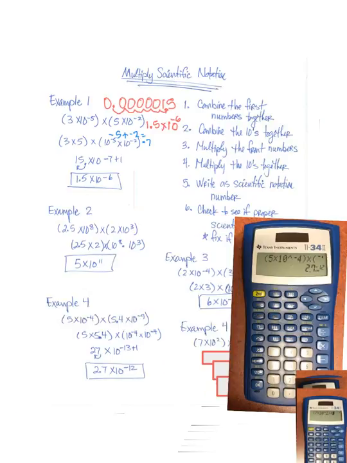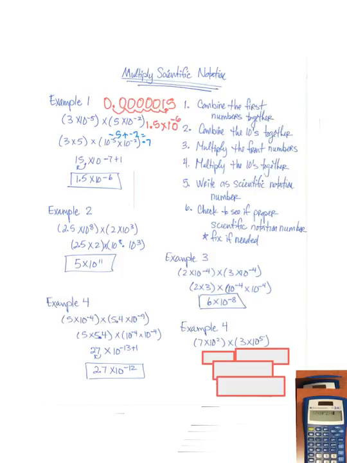Moving on to our last example. We have 7 times 10 to the second, multiply by 3 times 10 to the fifth. And if we walk through how to do it by hand, we're going to take the front numbers and combine them together, so we're going to have 7 times 3. Then we're going to take our tens, the exponentials that are being repeated over and over again, and combine those together also. So we have 10 to the second times 10 to the fifth. And then we're going to do 7 times 3. 7 times 3 is 21.